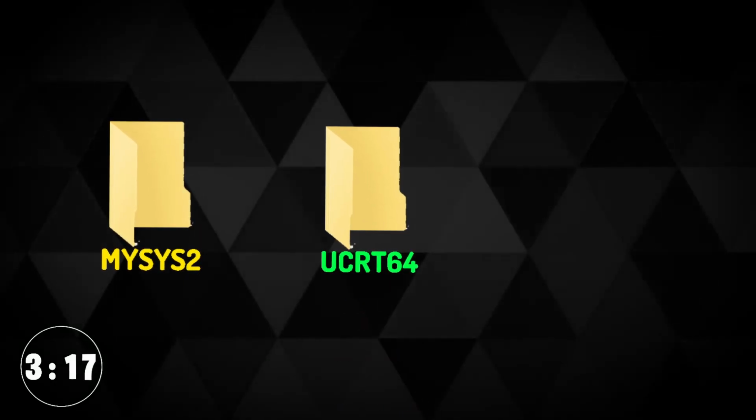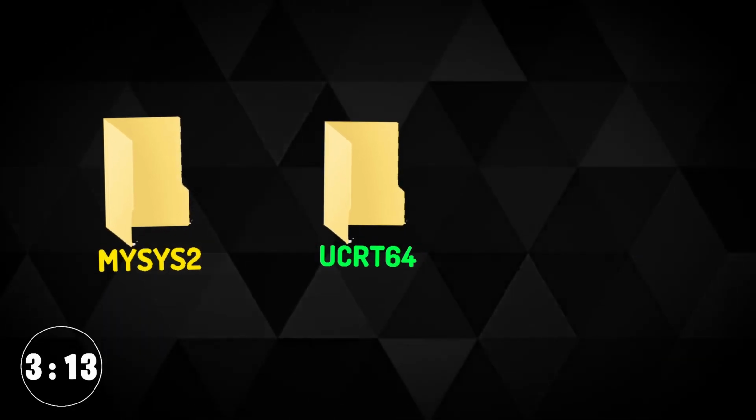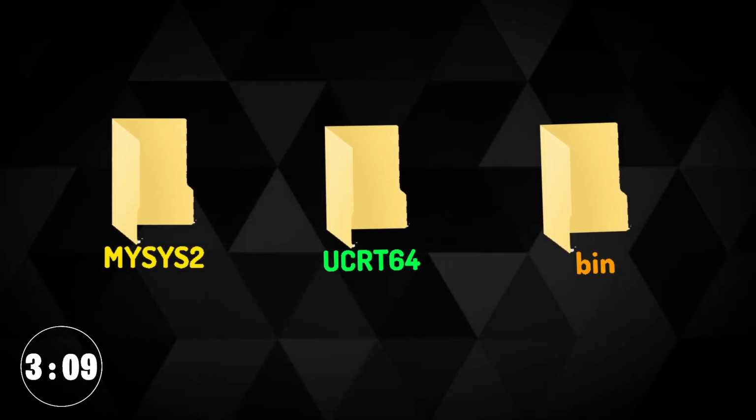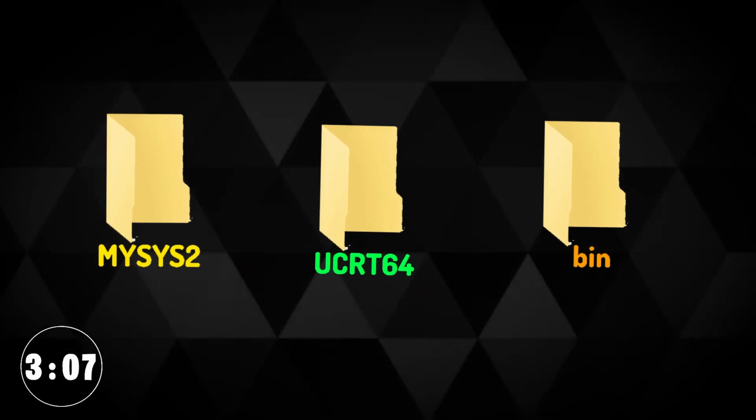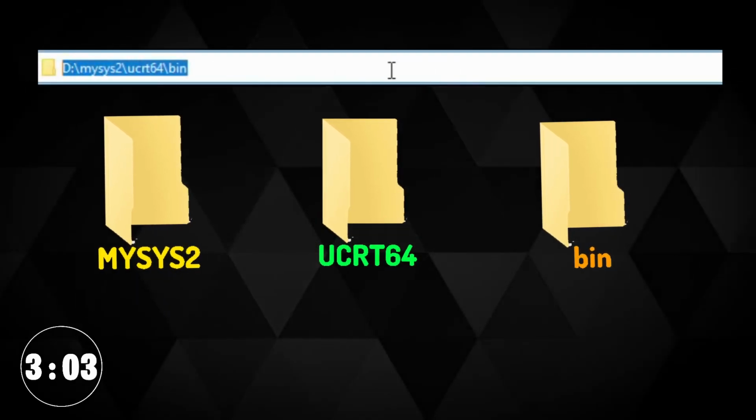Search for a folder named UCRT64. Enter that folder. Then search for a folder named bin. If you do find it, congratulations, you have done almost 90% of the installation process. Double click on the bin folder and copy the path address from the address bar. Just the last step remains now.